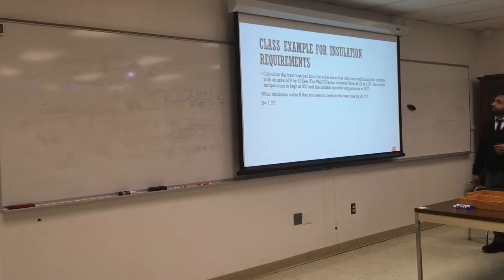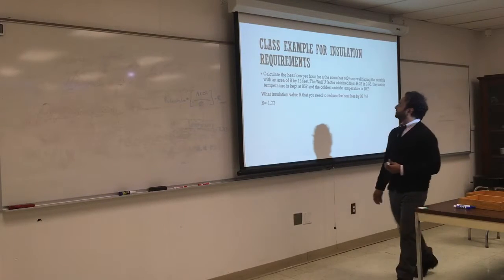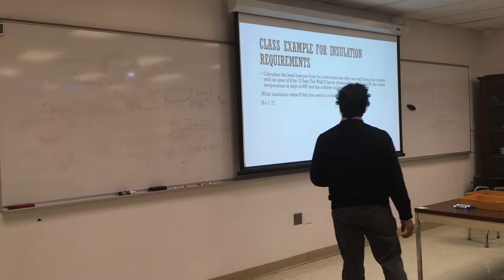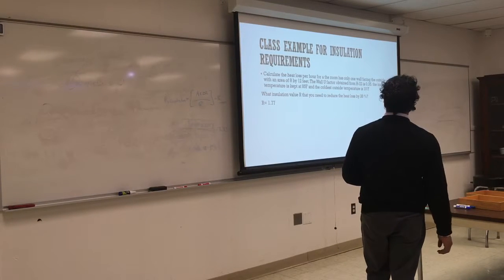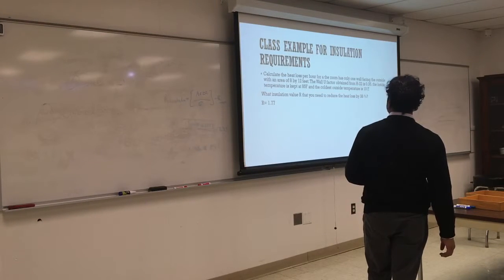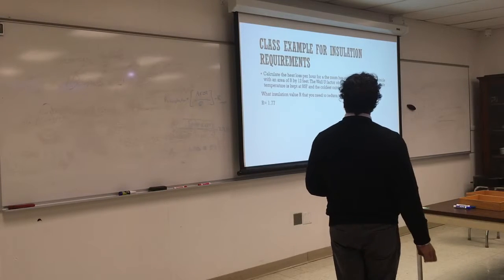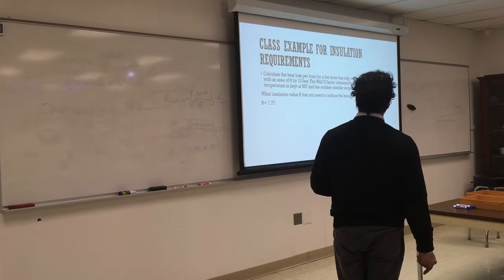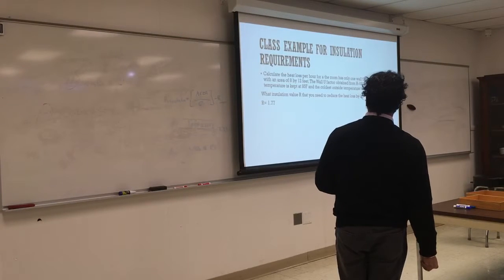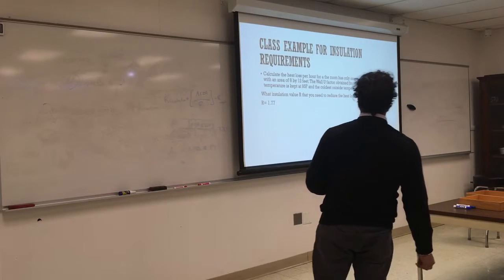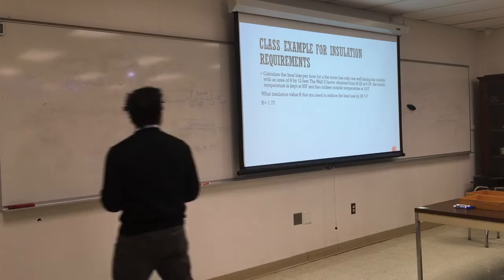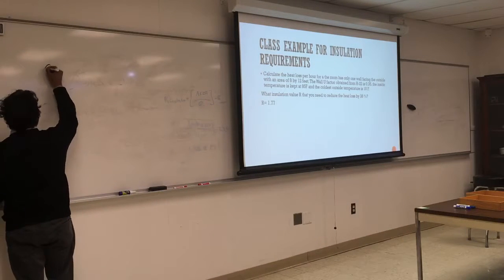So let's do another example here. Calculate the heat loss per hour for a room that has only one wall facing the outside, with an area of 8 by 12. Wall U factor is 0.35. The inside is at 85, and the coldest outside temperature is 10. So let's do the first part, which is finding the heat loss.